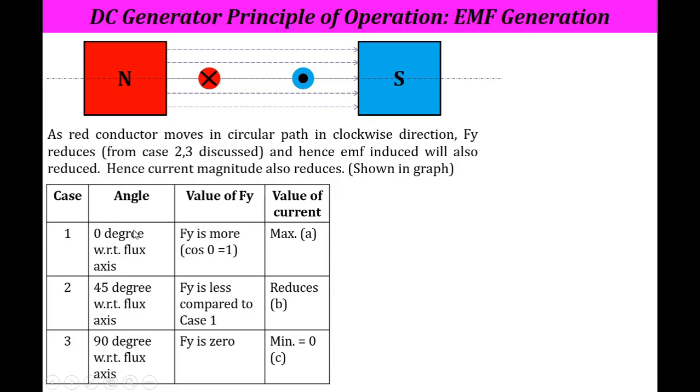It will be shown in the graph. So already we discussed this. For 0 degrees, Fy is more because theta equals 0, so cos 0 equals 1. Then for 45 degrees, the value of Fy is less compared to case 1. For 90 degrees, the value of Fy equals 0. So if I try to draw a graph here, this is the 0 point. At the 0 point, you will get the maximum value of current. Therefore, it is denoted by point A.